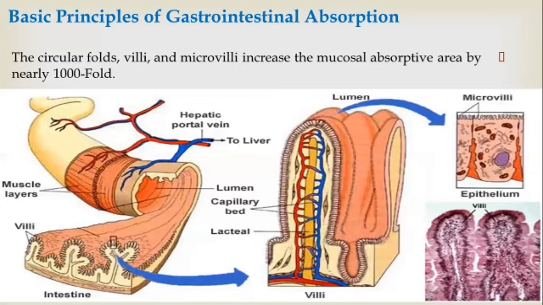Let's talk about the basic principle of gastrointestinal absorption. The circular folds, villi, and microvilli increase the mucosal absorptive area by nearly 1000 fold. The circular folds increase the surface area of the absorptive mucosa by about 3-fold. Likewise, villi project about 1 mm from the surface of the mucosa and increase the absorptive area by an additional 10 fold. Lastly, microvilli that are about 1 micrometer long cover the villi surface, increasing the surface area exposed to the intestinal contents by at least one additional 20 fold.